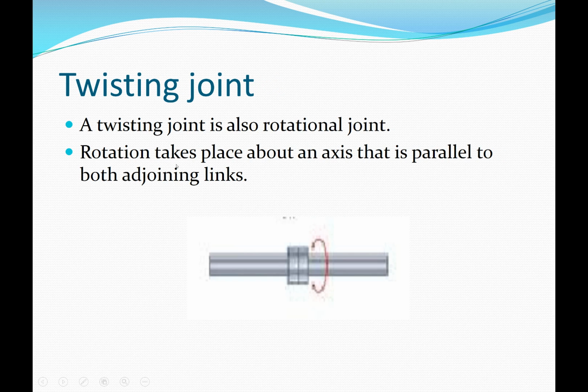The twisting joint is also a rotational joint, and that's one that turns. Now, kind of like if you look at a car, and they're not as popular anymore, but the old manual transmissions.